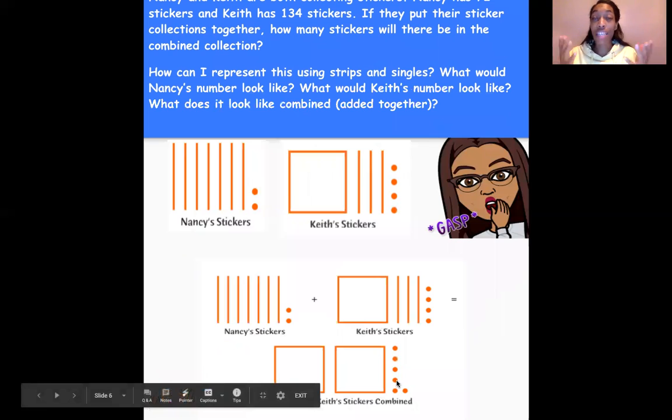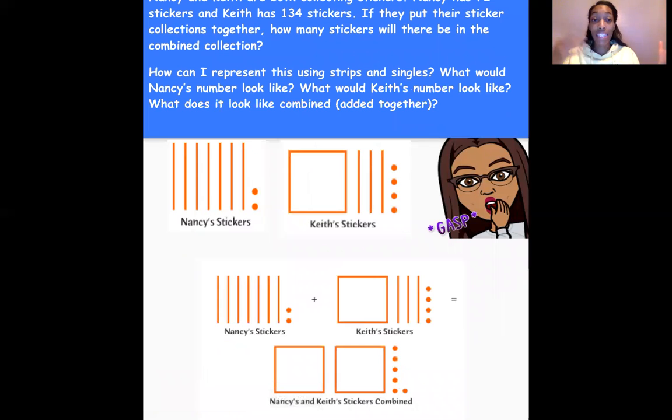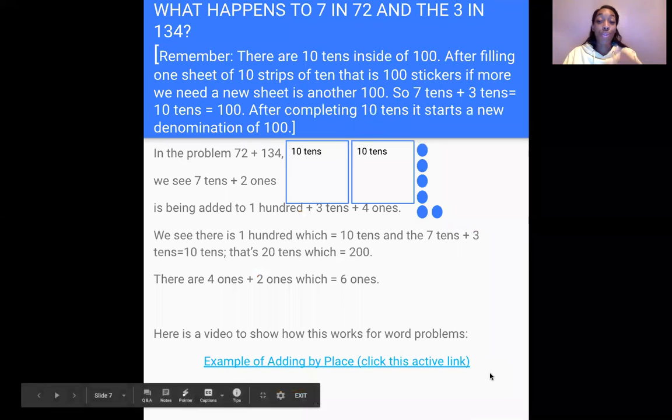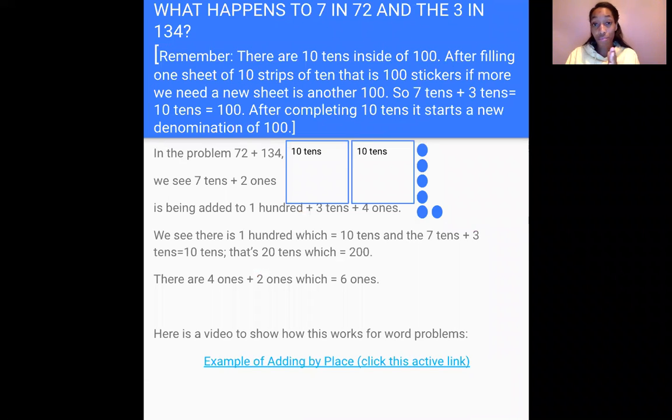So now, look at that. When I think of it as strips and singles, stickers, I know that those numbers represent for Nancy 7 tens and 2 ones. And then for Keith, that 100, 3 tens, and 4 ones. When I combine it, which means I'm adding it together, that gives me 206, which is down here. How did I get that other 100? Okay, so the 7 inside of the 72 and the 3 inside of 134.